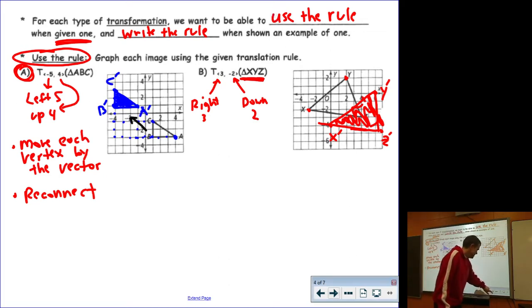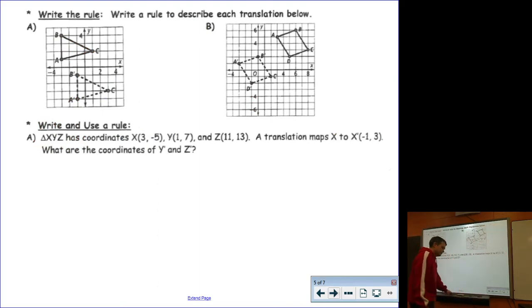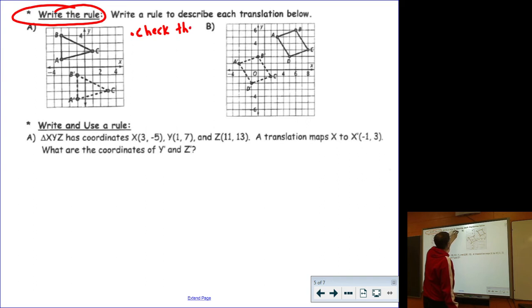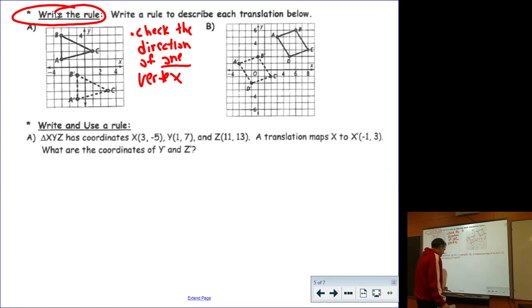All right, so the next thing would be, if I show you an example of a translation, can you write the rule? Most people find this pretty easy. The important thing here would be check the direction of one vertex. I mean, that's really going to be the key to writing the rule. See what one vertex does, and then you can write it.